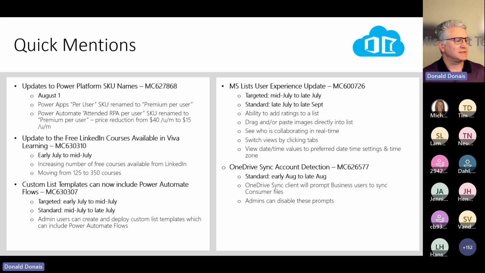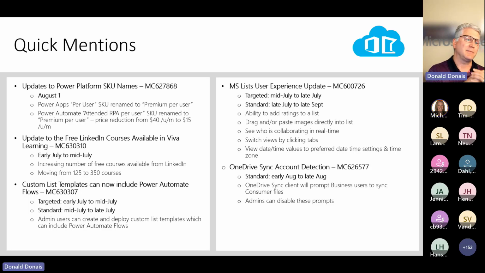Also, the custom list template is coming out. If you have a custom list template that you want to include a Power Automate flow in, you will be able to do that fairly shortly. It looks like in July we'll be able to get that done. Admins can create this template and add the Power Automate flow right in there, so that when somebody deploys that particular list, they get that Power Automate flow right away.